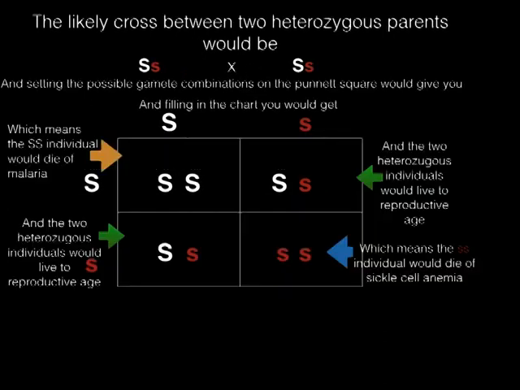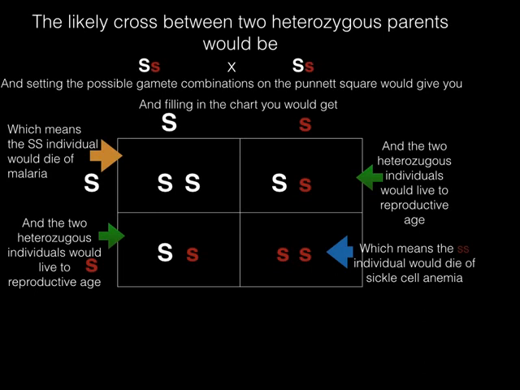But in this environment, the homozygous dominants, upper left hand box, would likely die of malaria before reaching reproductive age. The lower right hand box, the homozygous recessives, would likely die of sickle cell anemia before reproductive age, leaving the two heterozygotes likely to survive and pass their traits on.